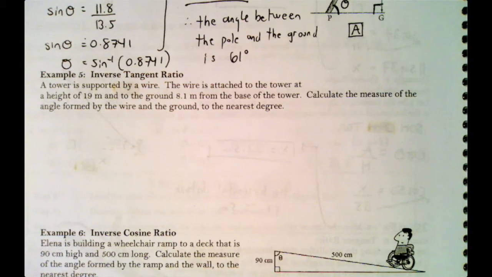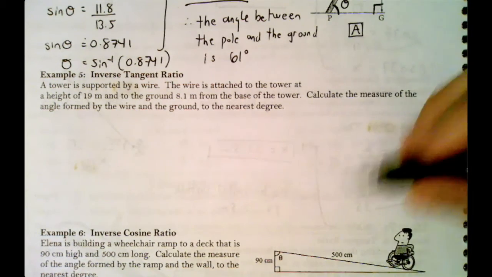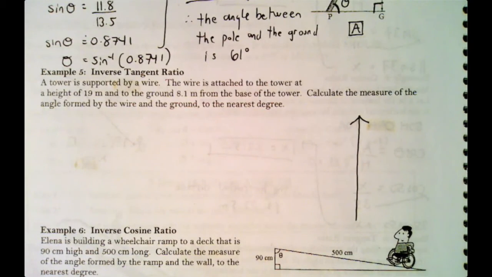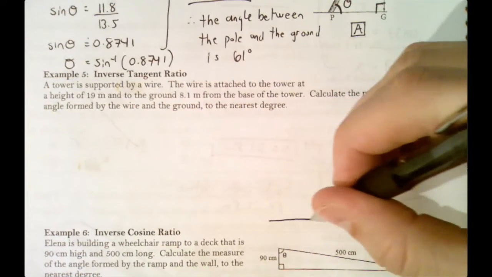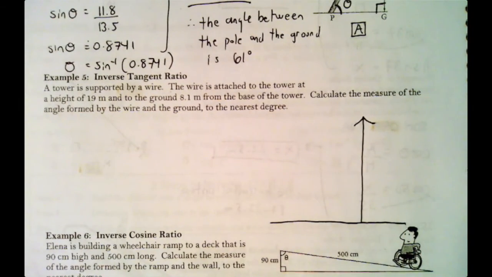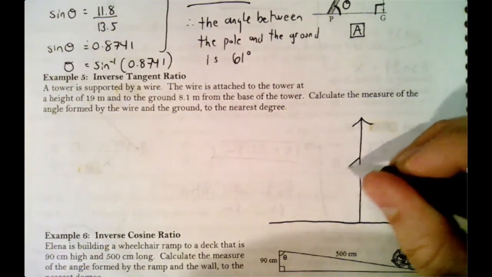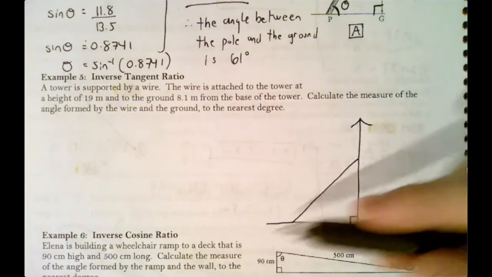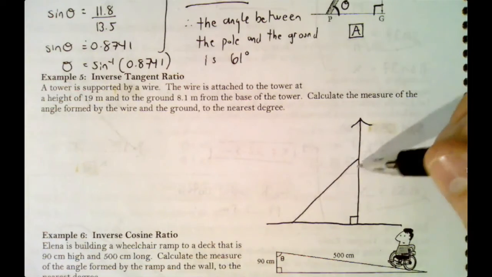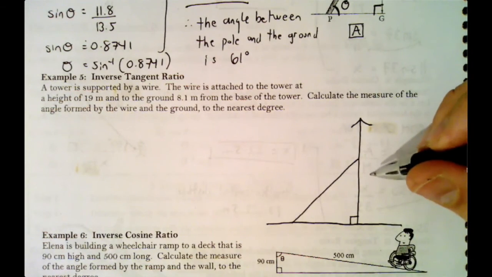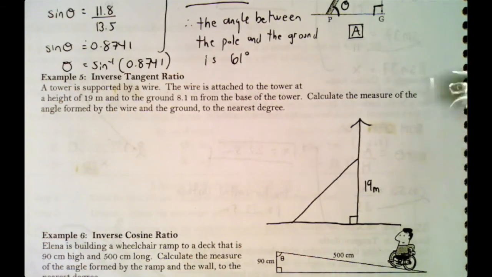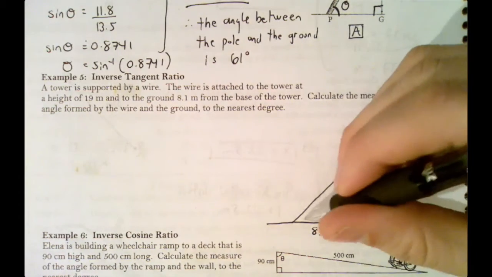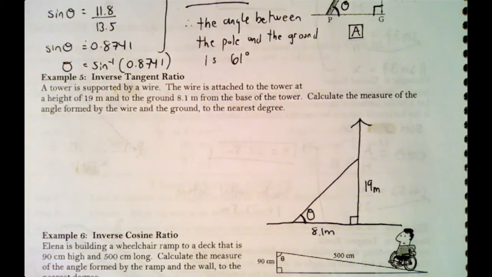All right, so let's go draw a tower. I'm not really an artist. Let's just draw a line. We'll put this at the top. There's my tower, and we got the ground. And there's a wire from the tower to the ground. So there's our triangle. It's a right angle triangle because we got a vertical tower and a horizontal ground. We'll call this our wire. The wire is attached 19 meters up, so we've got 19 meters, and 8.1 from the base. And there's our diagram. And we want this angle, the angle at the ground.